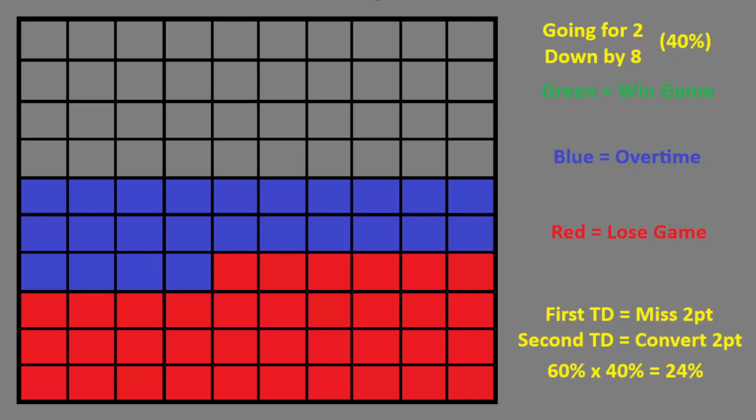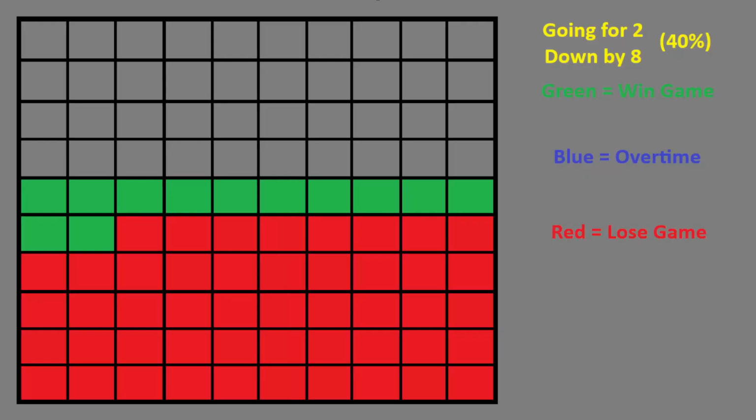But, as we saw before, being 50% to win in overtime means an extra 12% of the time you'll win, and an extra 12% of the time you'll lose in overtime. So look at that, we have 48% already with losing the game. So how can this possibly be a good decision? Well, what happens if you convert the first 2-point attempt? Now you're down by 6 points.